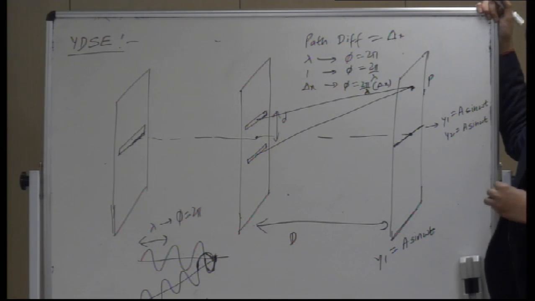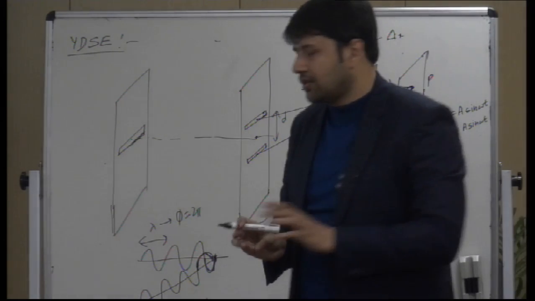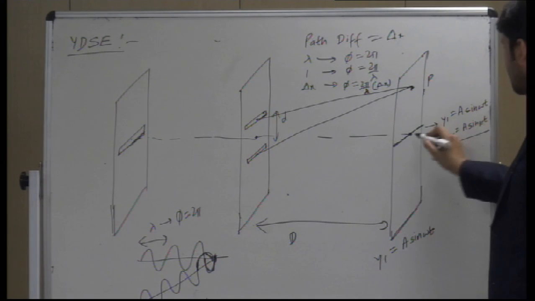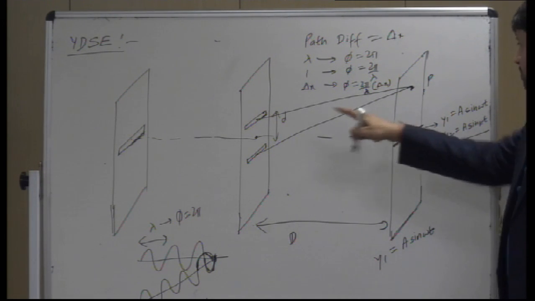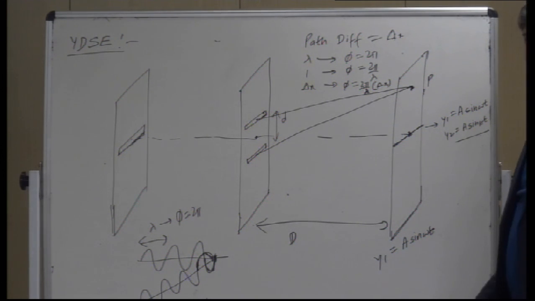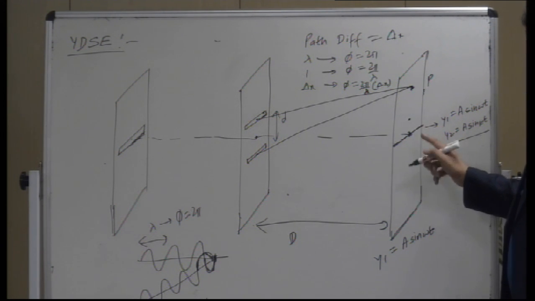You need to identify delta x every time. It is just that. Okay. So for this central portion, what happens? Both the waves cover the same distance, so delta x is 0 and the phase difference is 0. Okay, constructive interference.